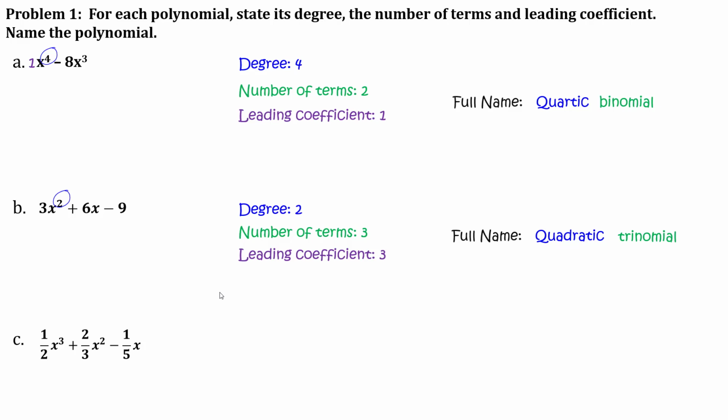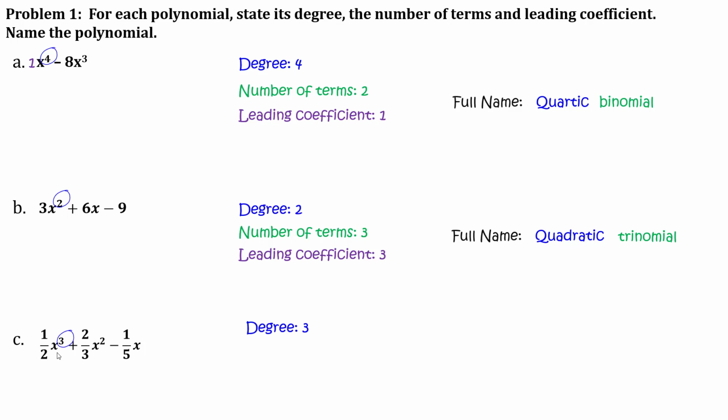they're complex enough that you can see some of the properties of polynomials, but they're not so complex that you get overwhelmed by detail. But you'll see this set up quite a bit. And then the last part C, problem 1 part C, 1/2 x cubed plus 2/3 x squared minus 1/5 x.